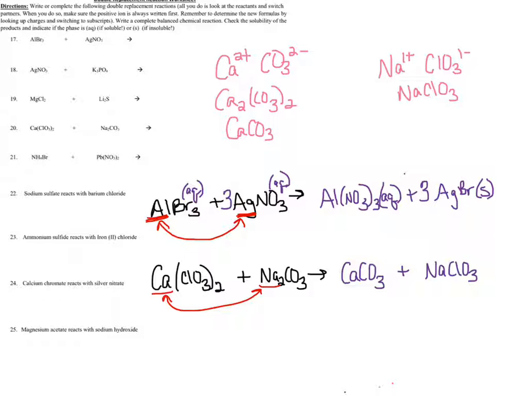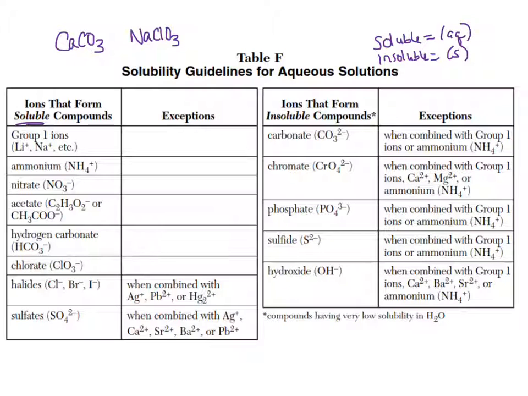Okay, let's put in our phases. So let's go check the solubility. So CaCO3, I might not see Ca by itself anywhere, but here's the carbonate ion, CO3. It's insoluble. Let's check the exceptions. Group 1 means the first column of the periodic table. Calcium's not on the first column, it's group 2, so it's not an exception, so this is insoluble.